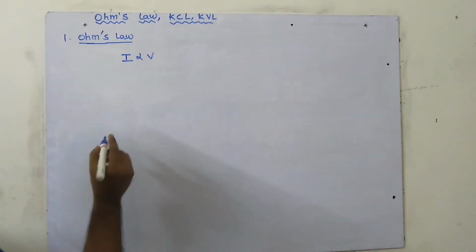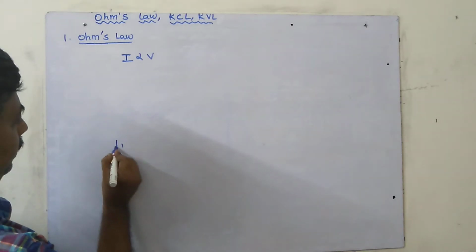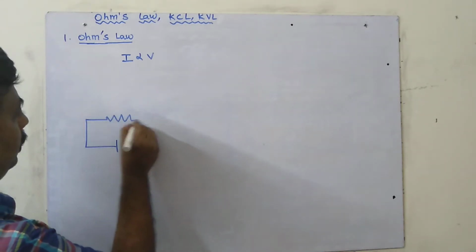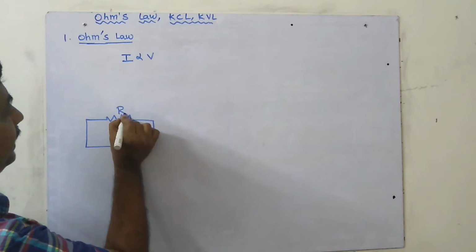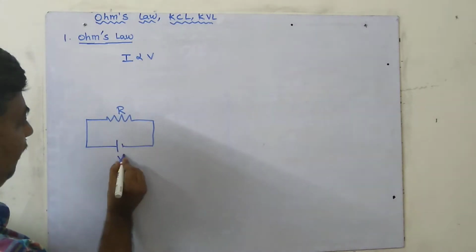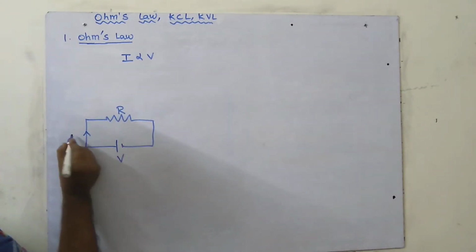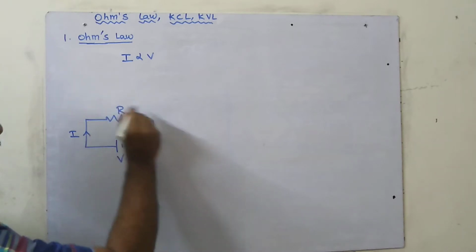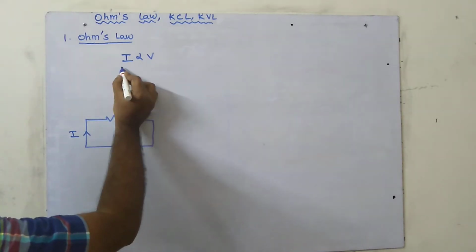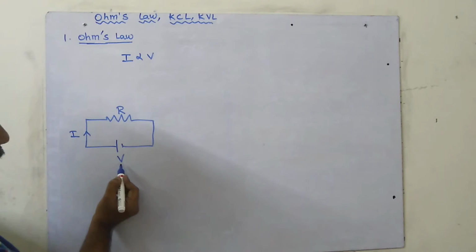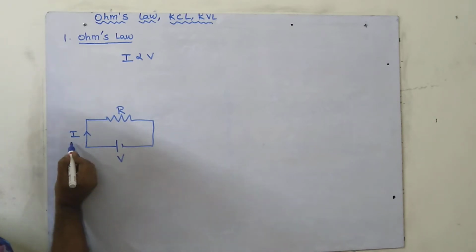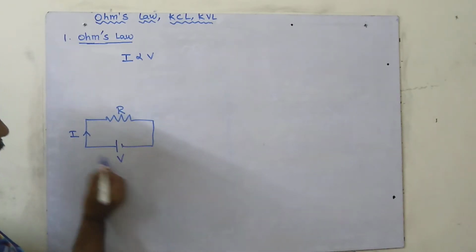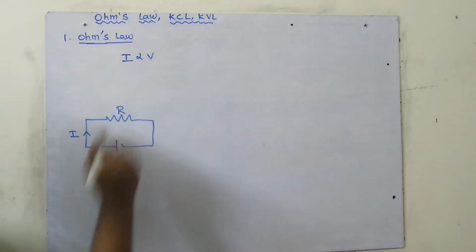What is the meaning? Take a simple circuit. Okay, here I am taking a simple circuit. There is no change in the physical quantity, for example temperature. With voltage V here, the current will flow. This is a closed path, so the current will flow. So current depends upon voltage. If I increase voltage, current will increase. If I decrease voltage, current will decrease. So I is proportional to V.